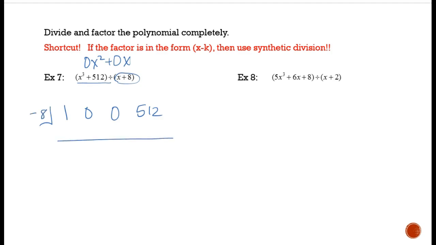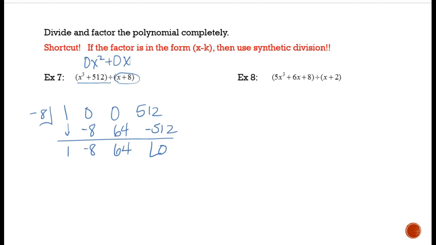Okay, so let's see what happens here. Bring the 1 straight down. 1 times -8 is -8. 0 plus -8 is -8. -8 times -8 is positive 64. Add them, I get 64. 64 times -8 is -512. So this one comes out with it divides evenly.